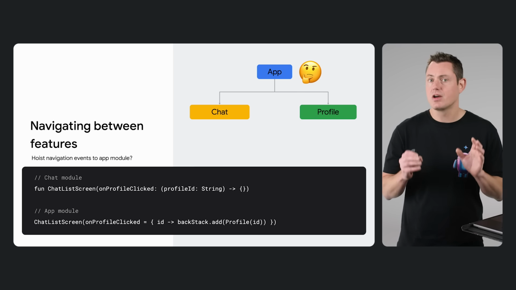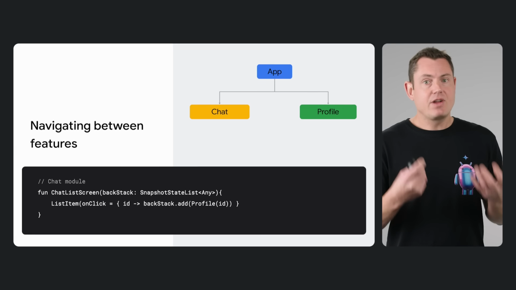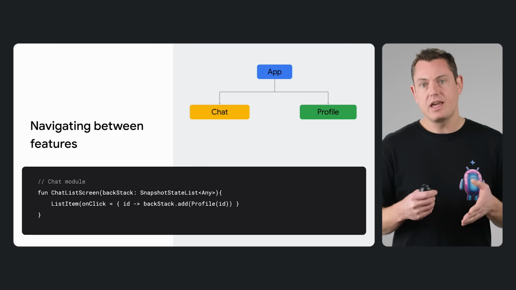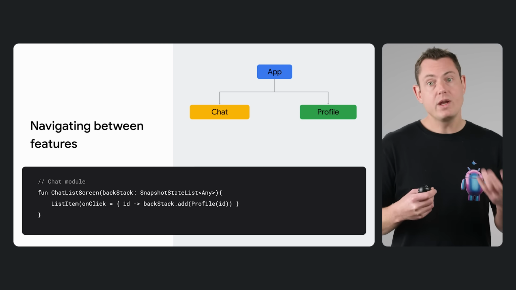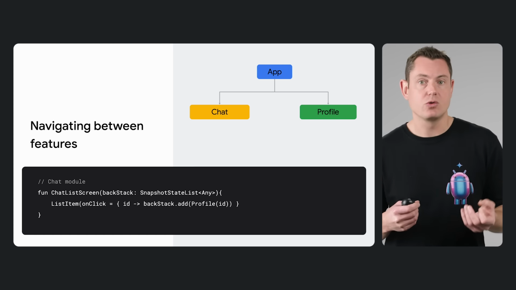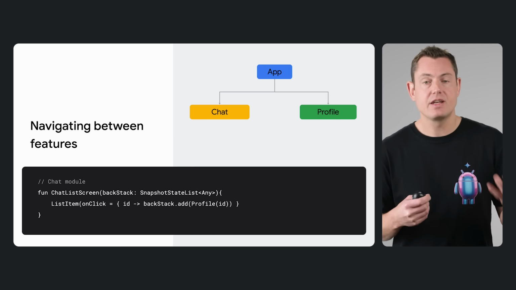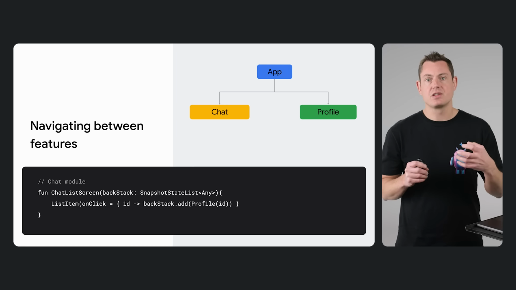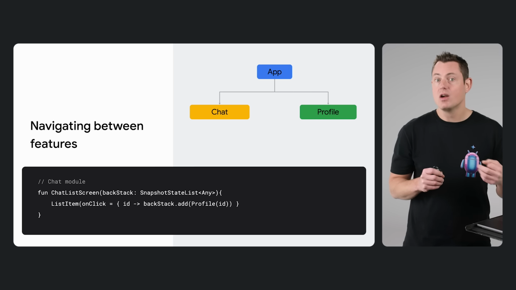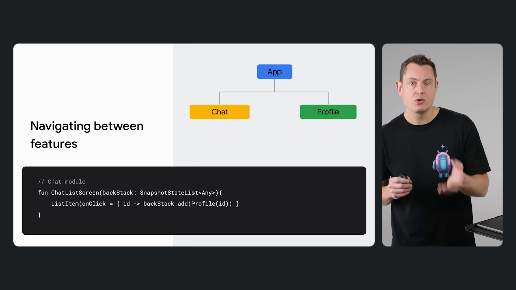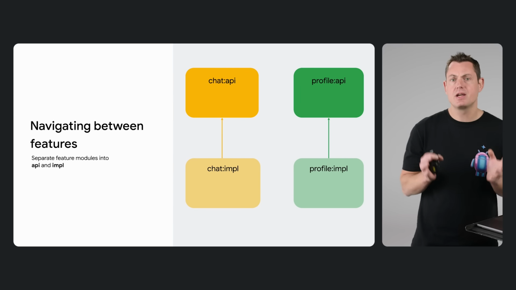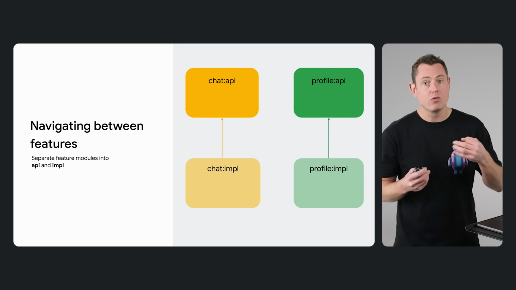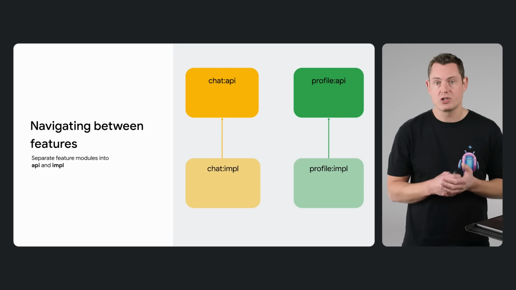I'd like to suggest an alternative approach. If navigating is as easy as pushing a key onto the backstack, then all we need to do is ensure that each feature module has access to the keys it needs to navigate to. Of course, the problem is, how does the chat module get access to the profile navigation key without depending on the profile module? So this recommendation should be familiar to some of you who've already worked on multi-module projects.